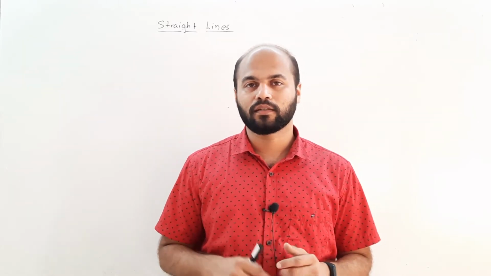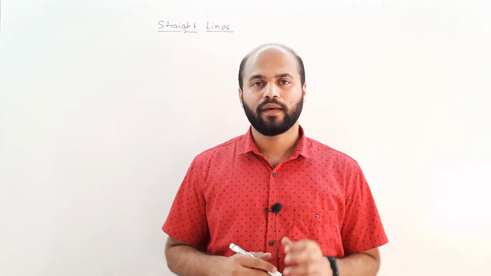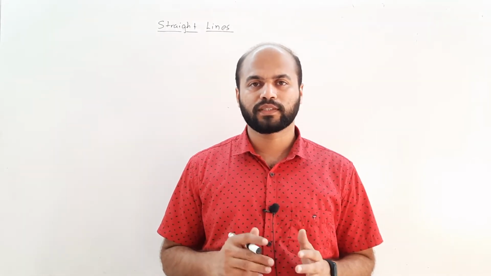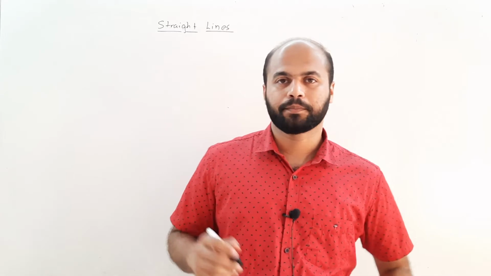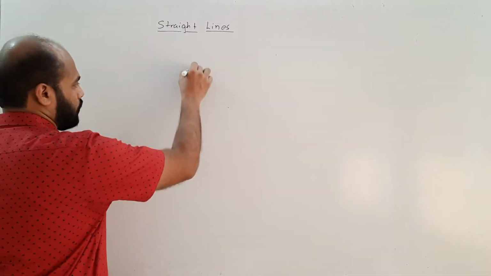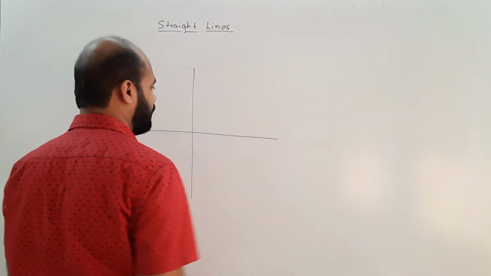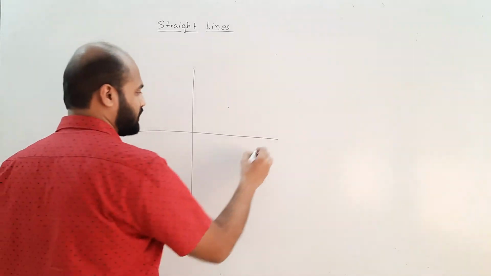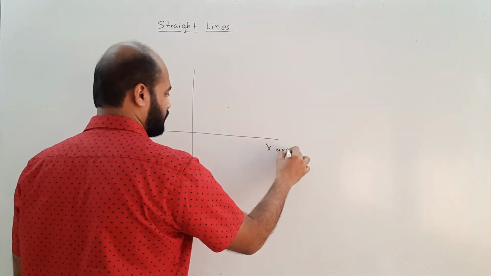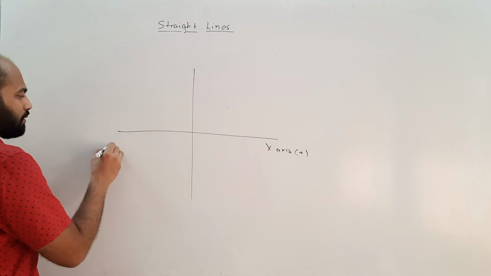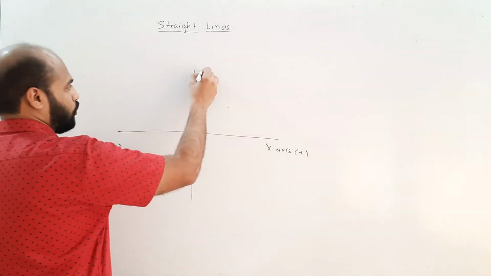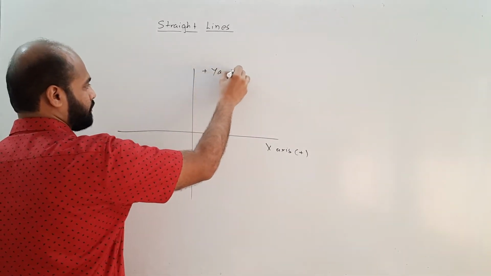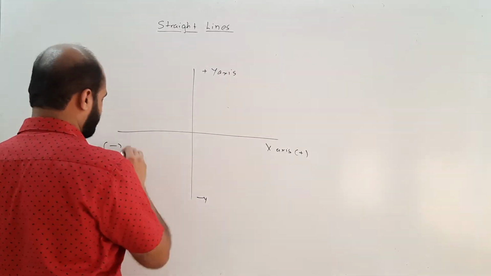Before we start the topic of straight lines, we will have a quick revision of what we studied in the basics of coordinate geometry. The first thing that we got to know is the coordinate plane, and we all know that this is the positive x-axis, and this is the minus x-axis. This is the positive y-axis and this is the negative y-axis.